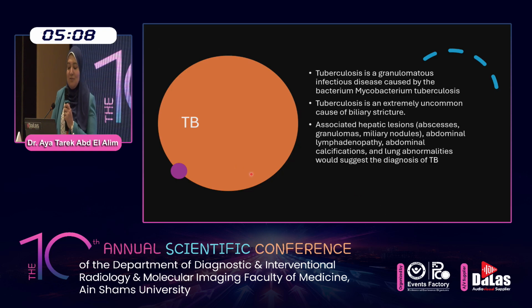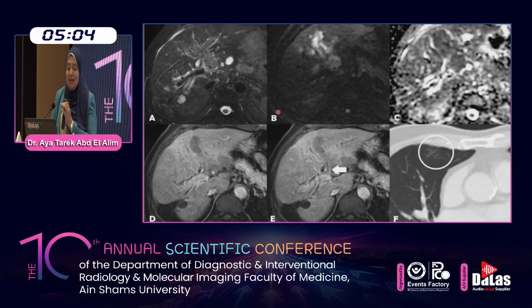TB, the great mimicker. TB can manifest as any abnormality in the liver. Like this, hepatic involvement, but the clue is the tree-in-bud infiltrate in the lung.